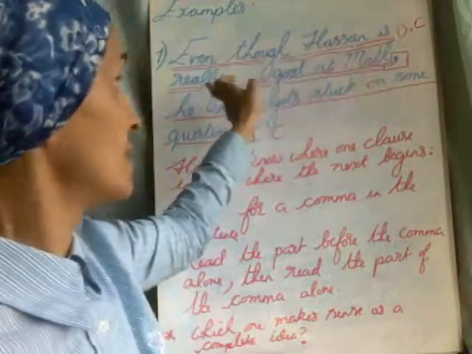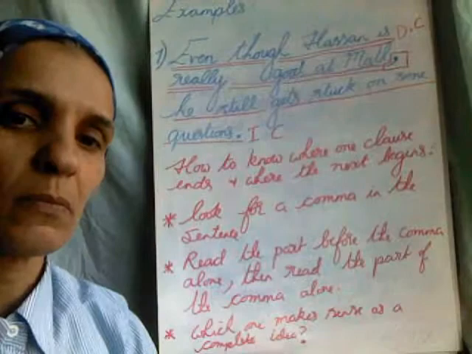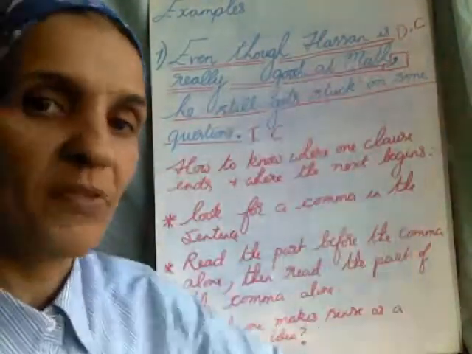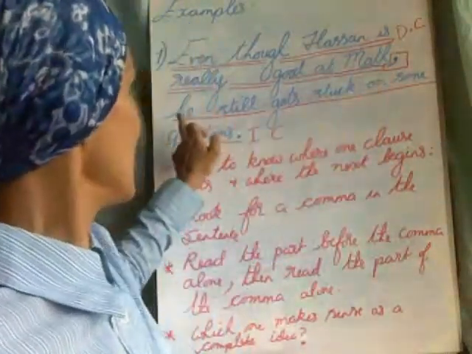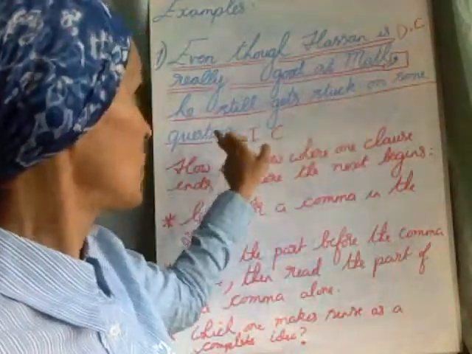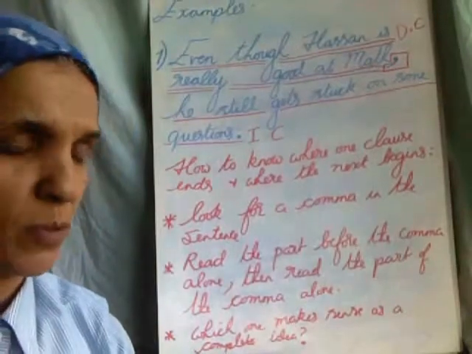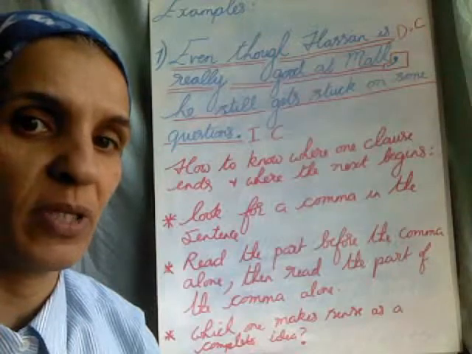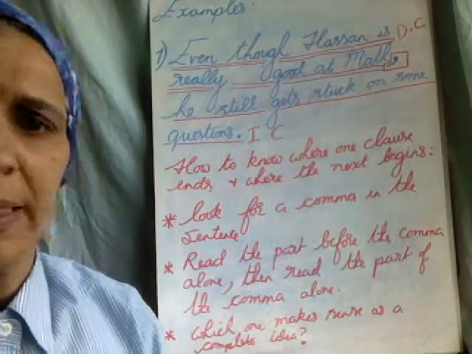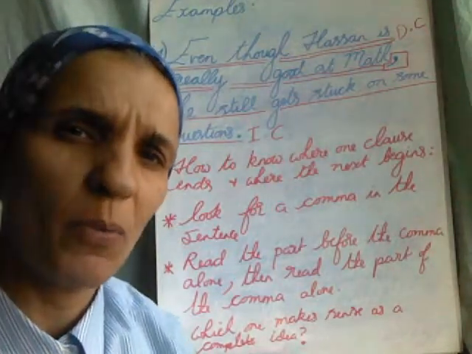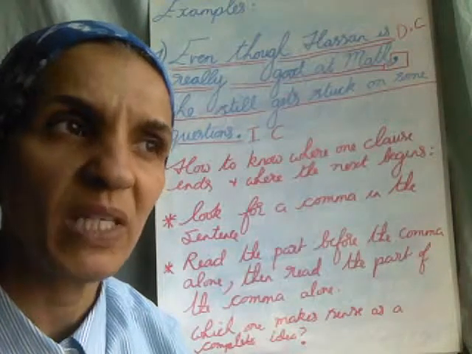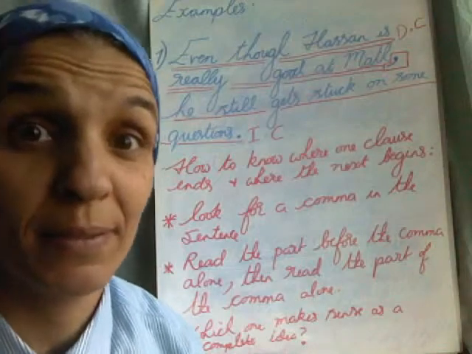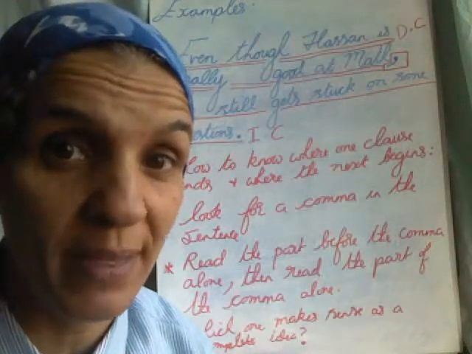Even though Hassan is really good at math, I've read that part, and then I read the part after the comma. So after this, he still gets stuck on some questions. So I've read the first part, even though Hassan is really good at math. Now, does that sound like a complete idea to you? Even though Hassan is really good at math? Is that a complete idea?